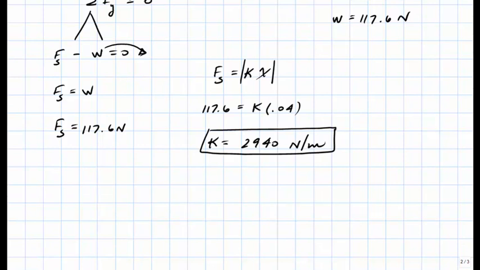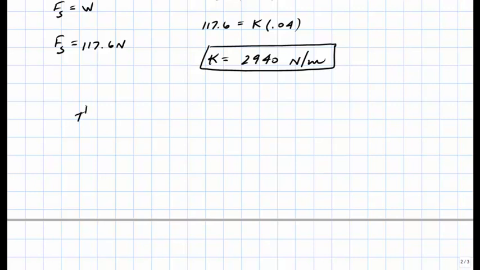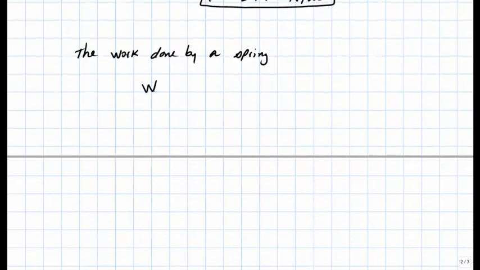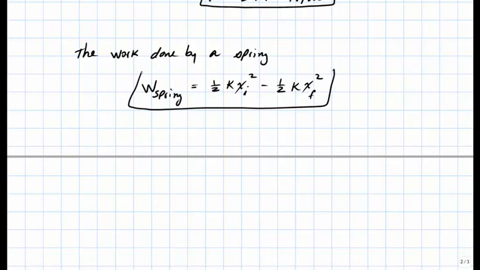We will now introduce the equation for the work done by a spring. The work done by a spring equals 1/2 times the spring constant times the initial position squared minus 1/2 times the spring constant times the final position squared. This is a very important equation that we will be using throughout this chapter as well as future chapters.